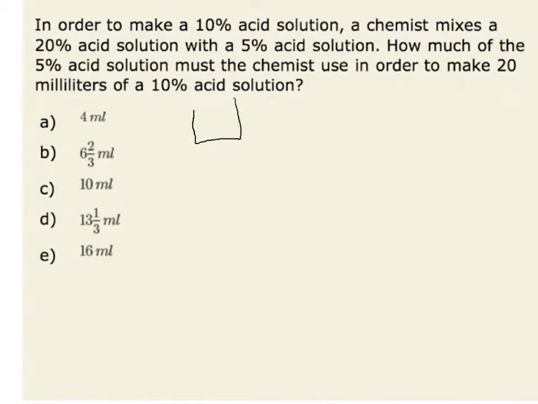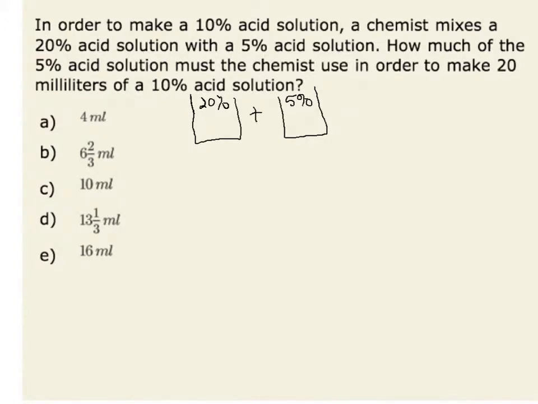I have these two containers, one a 20% acid solution and the other a 5% acid solution. A 20% acid solution means that 20% of the amount of liquid is going to be pure acid and 80% is going to be water. Likewise, a 5% acid solution is 5% pure acid and 95% water.